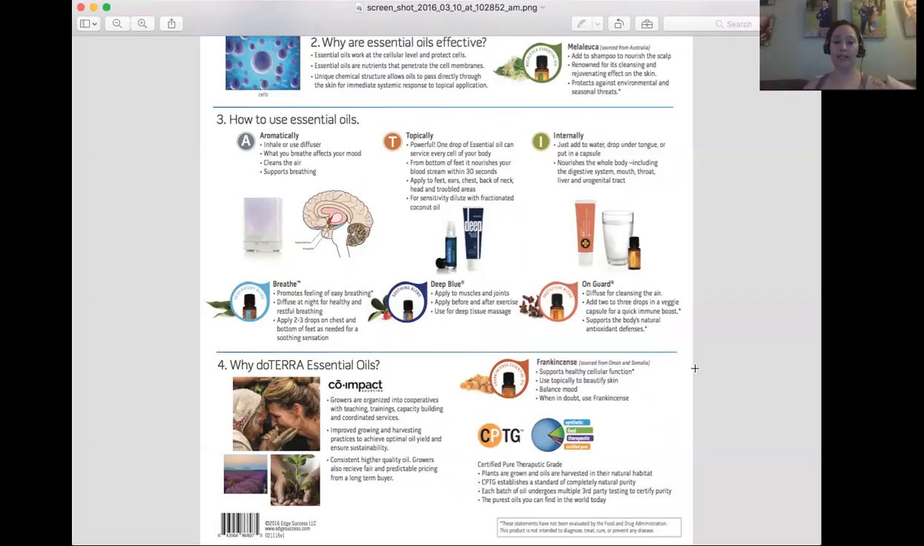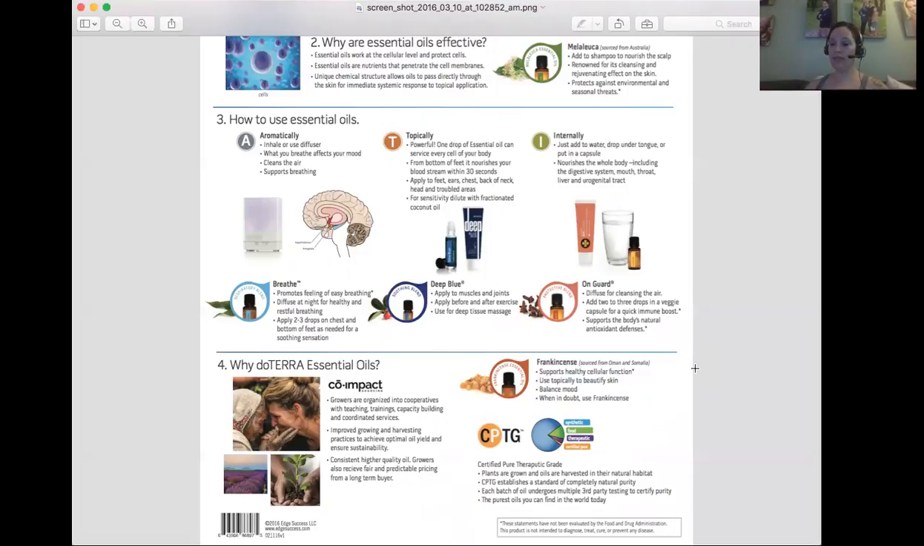So frankincense is from Somalia. You have lavender from Bulgaria. You have peppermint from Washington State. And what that means, I always state 3. So know 3 oils and where they come from. And what I say is, the cool thing about this is that's where those oils grow most indigenously.